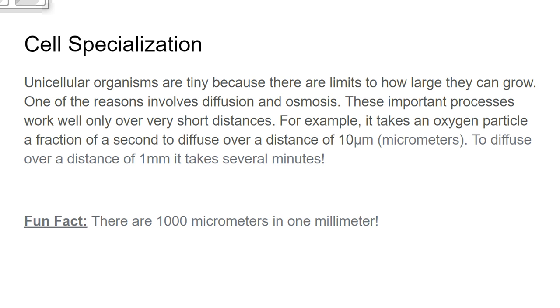There are 1,000 micrometers in a millimeter. So if we think about that smallest piece on our ruler, if we broke it into 1,000 different pieces, that would be 1 micrometer.